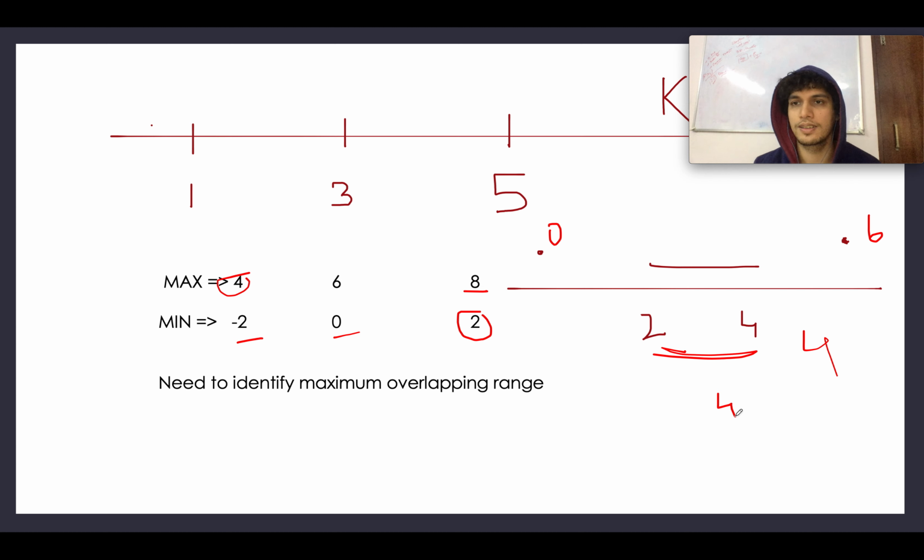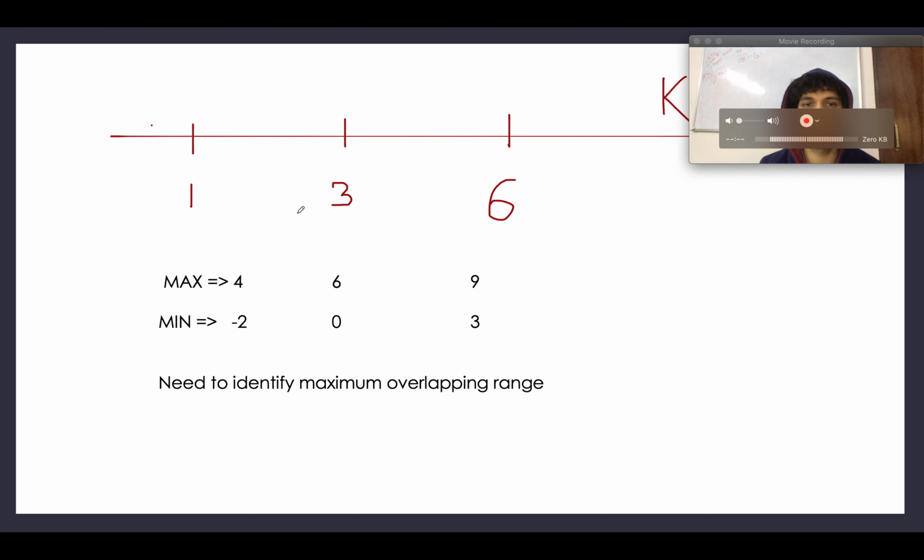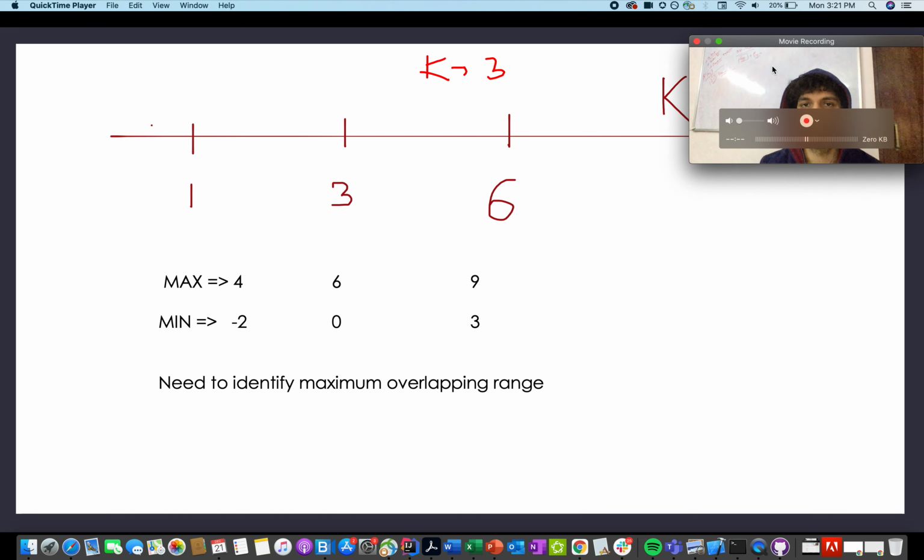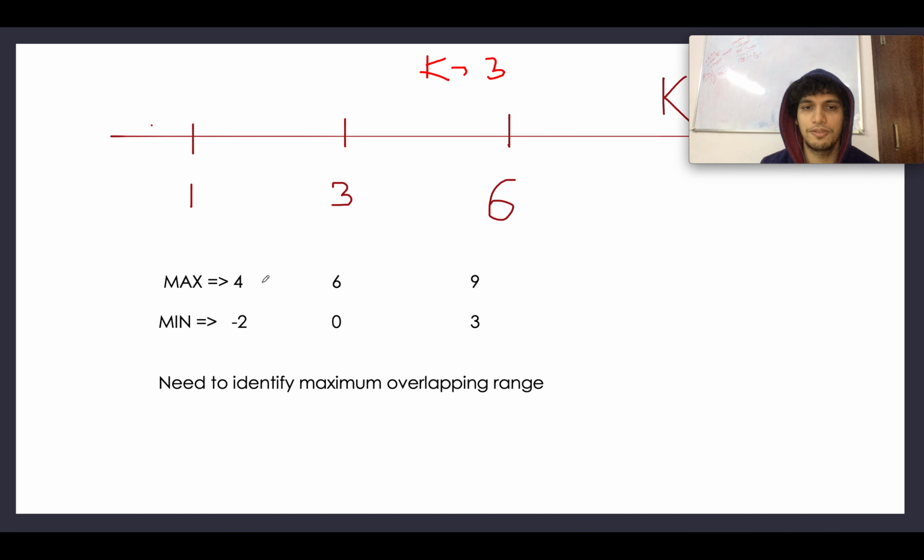Let's walk through another example. In this example, it's 1, 3, and 6, and k is given to us as 3. Again, I'll find out the maximum that can be generated from this array, 4, 6, and 9. What is the minimum that can be generated from this array? Minus 2, 0, and 3. You will be curious to know what is the maximum overlapping range with minimum numbers.